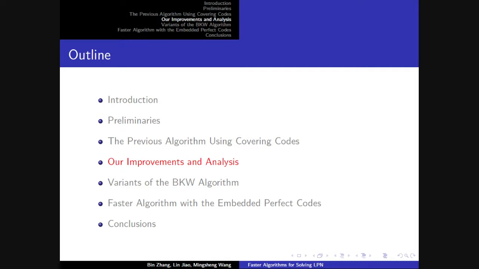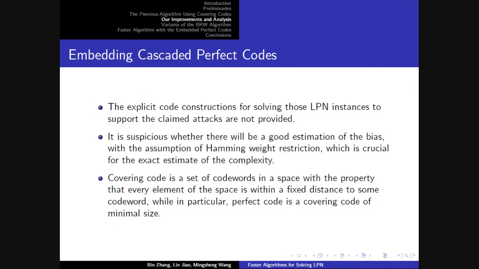Now we look at our improvements and analysis. We know that the explicit code constructions for solving those LPN instances to support the claimed attacks are not provided. It is suspicious whether there will be a good estimation of the bias, given the assumption of Hamming weight restriction, which is crucial for the exact estimate of the complexity.